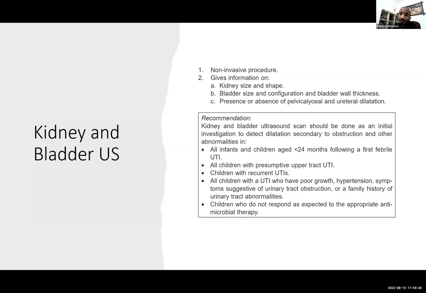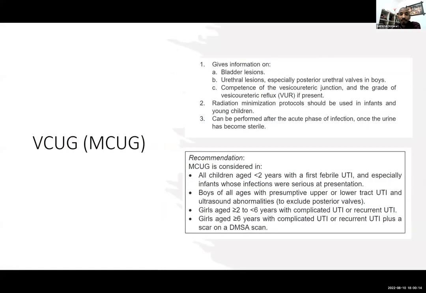All children with UTI who have poor growth, hypertension, symptoms suggestive of urinary tract obstruction, family history of abnormal urinary tracts, or congenital anomalies need to have a bladder ultrasound, as do those who do not respond to antibiotics, either oral or if you started IV. So this is the recommendation when you are considering kidney and bladder ultrasound.